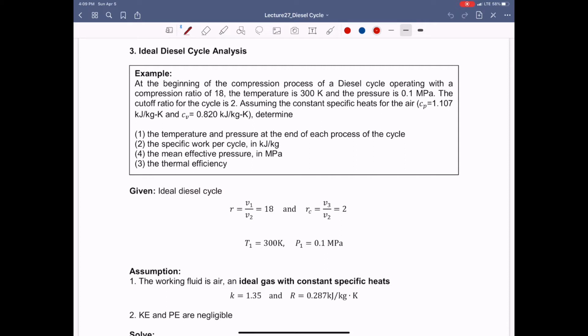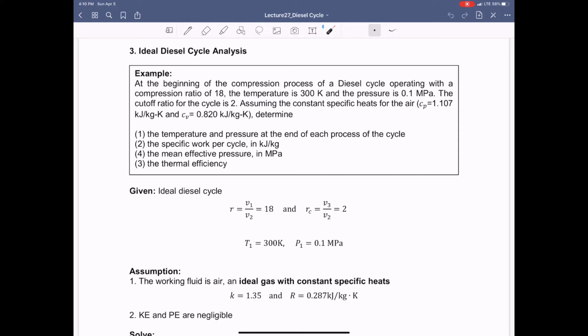Okay, so now again, we want to do the ideal diesel cycle analysis, and that diesel cycle has a compression ratio of 18, and we also know the initial temperature and the pressure, which is 300 Kelvin at 0.1 megapascal respectively. And now we also are given the cutoff ratio. As I said, that is another very important design parameter of the diesel cycle, which is now 2.